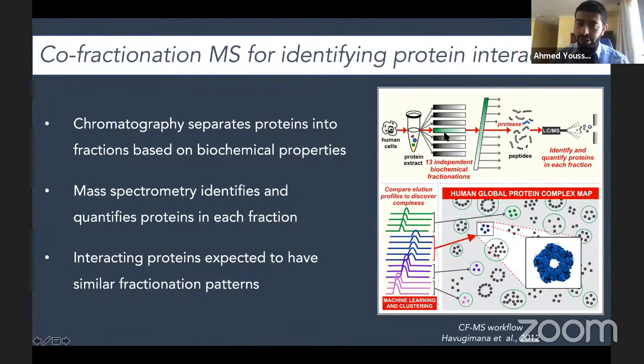Afterwards, for each one of these fractions, we use standard LC-MS to quantify the proteins within each of these fractions. And then from here, we take a guilt by association approach, where the idea is that the proteins that elute together in the same fractions are more likely to be members of the same protein complex.